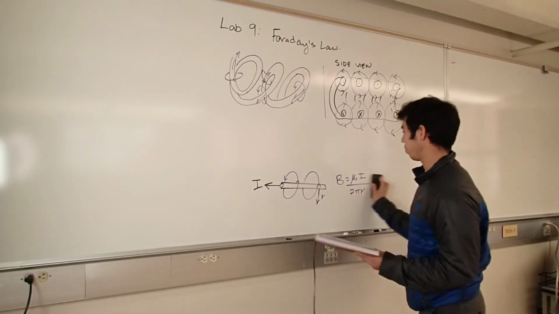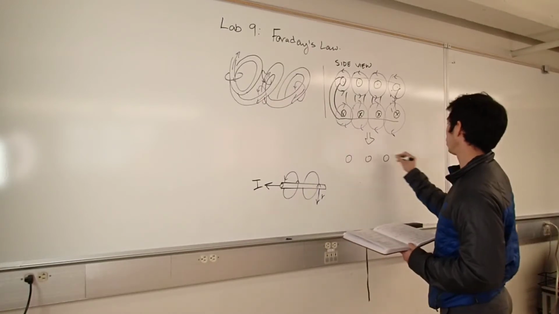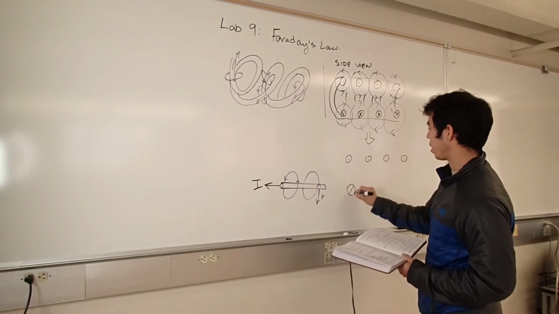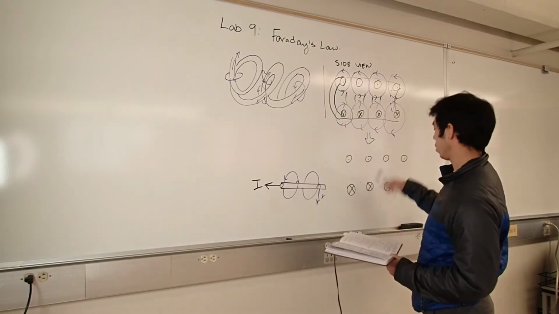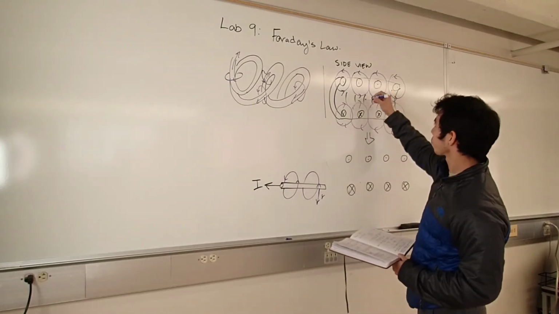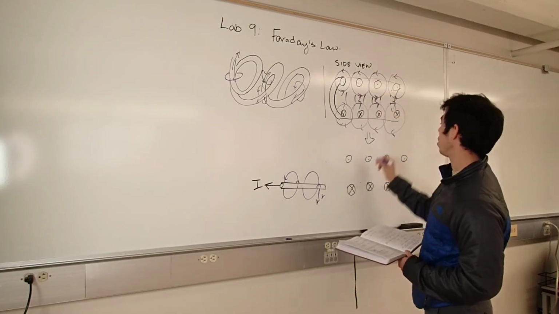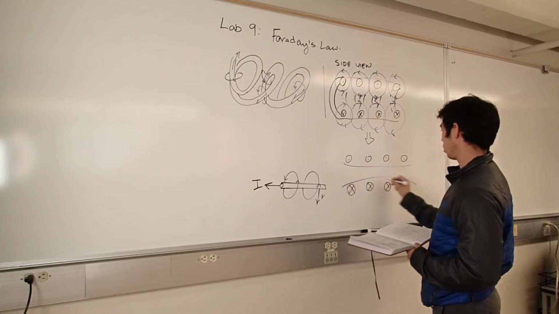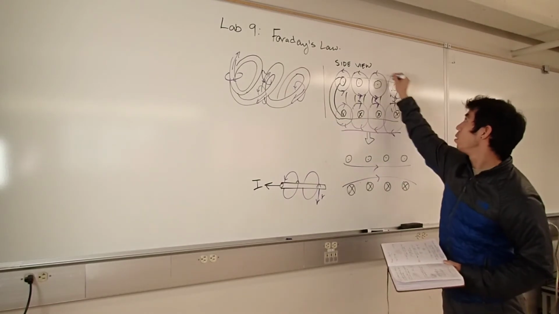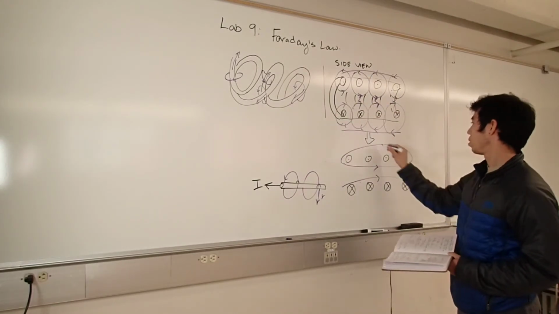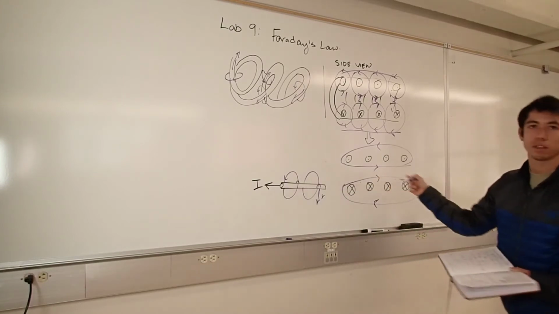Let's draw this again down here. We have these wires going out of the board on the top, into the board on the bottom. As you can see here in the middle, the arrows all point to the right, and so they sum to something that looks like this. The top and bottom also sum in the same direction. We get something that looks like that for the solenoid.